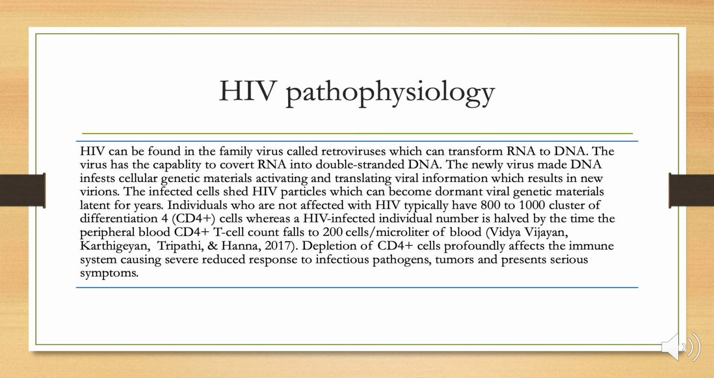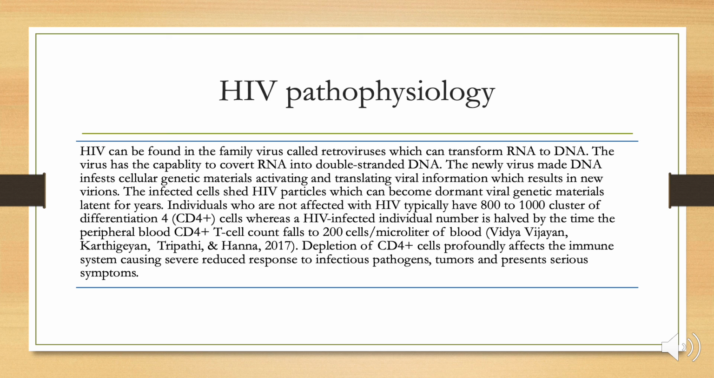HIV pathophysiology. HIV is found in a family of viruses called retroviruses, which can transform RNA to DNA. The virus has the capability to convert RNA into double-stranded DNA. The newly virus-made DNA infects cellular genetic material, activating and translating viral information, which results in new virions. The infected cells shed HIV particles, which can become dormant, with viral genetic material latent for years.